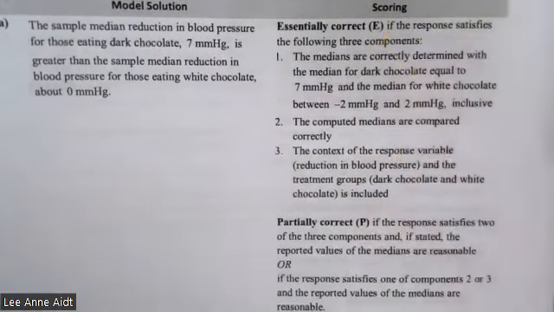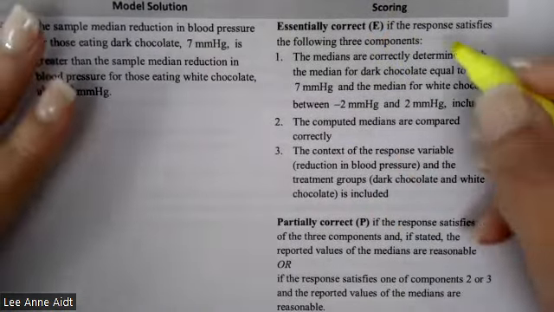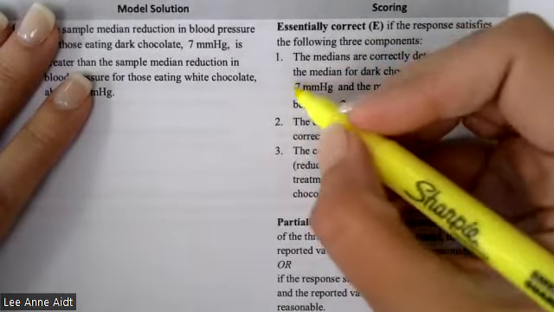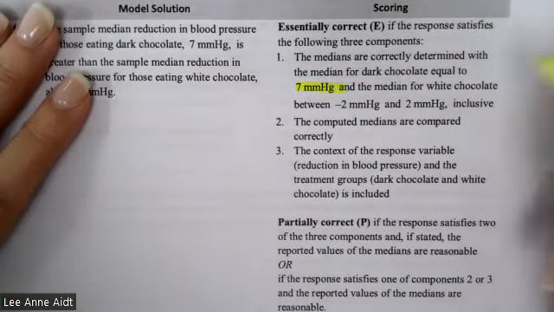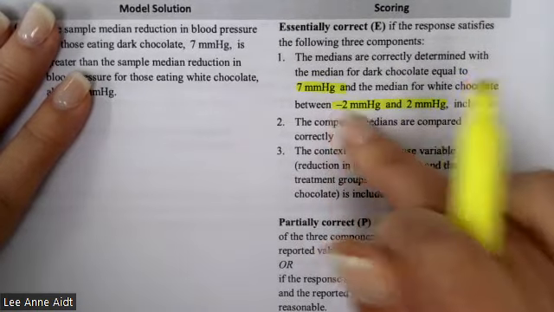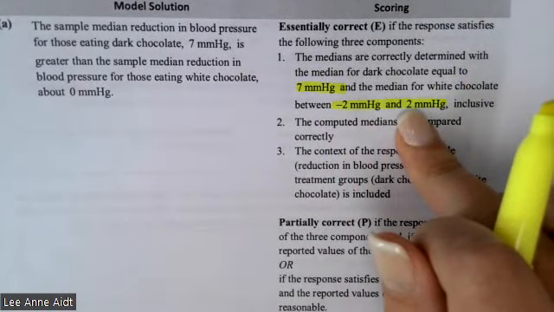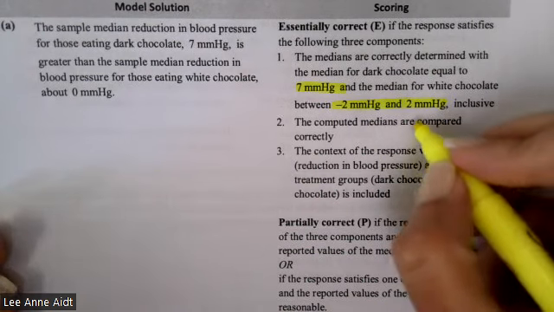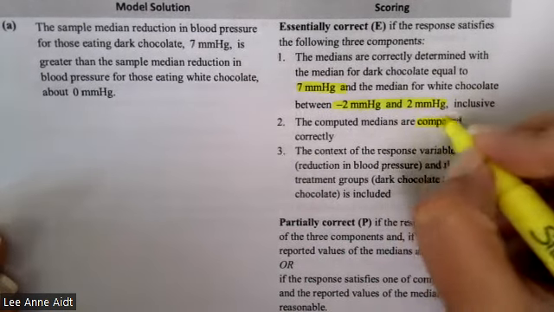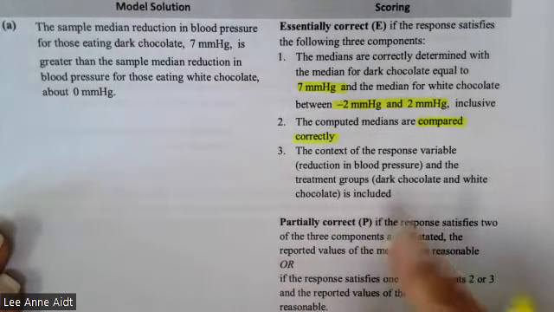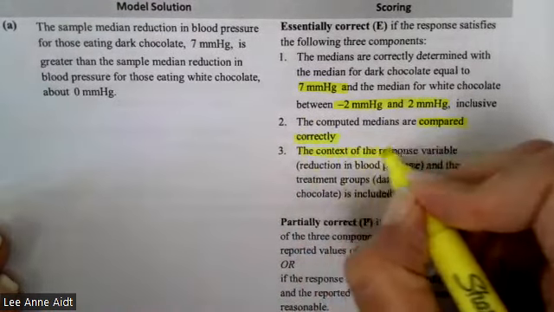Didn't have time. So the first part should be easy. You need to say that the median is 7 for dark chocolate, and you can say the median is anywhere between -2 and 2 for the white chocolate. I put 0. Yeah. The computed medians are compared correctly, so I guess that they want you to say 7 is greater than 0. And then you need to have some kind of context.